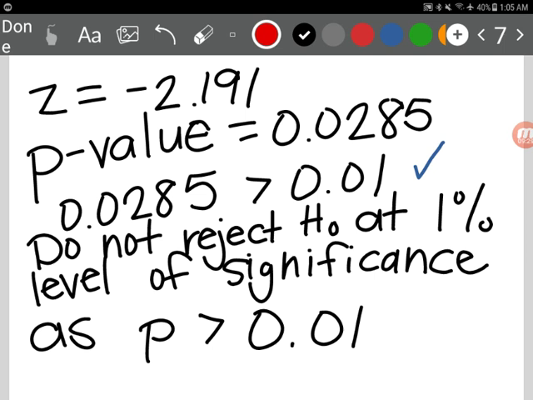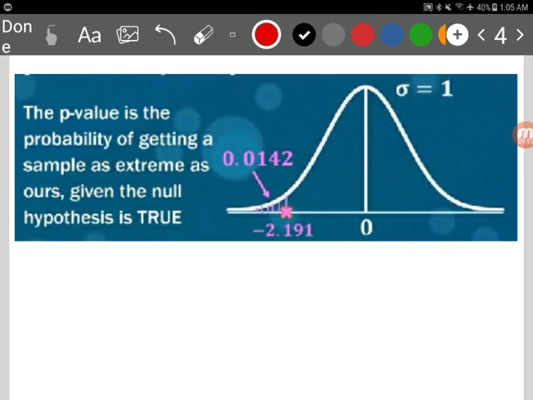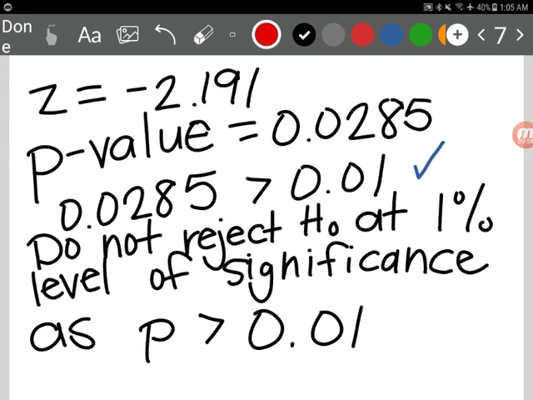Now we're on step 5. It says interpret your conclusion in the context of the application. What does it tell us? It tells us there's not enough evidence at the 1% level of significance to suggest that the daily average of cars using the road is different from 8,500. Very easy. That is it on how to test the mean when the standard deviation is known and looking at a two-tailed test.